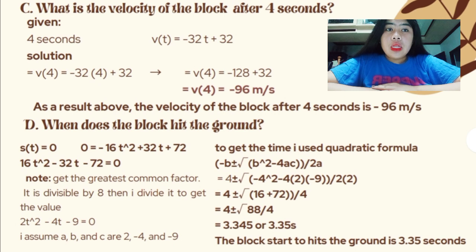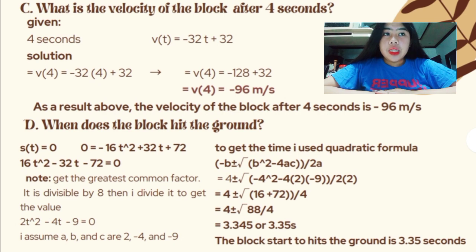So letter D, when does the block hit the ground? So the position is equal to 0. 0 is equal to negative 16t squared plus 32t plus 72. So we need to transpose it. So 16t squared minus 32t minus 72 is equal to 0. So in letter D, we need to use the quadratic formula.